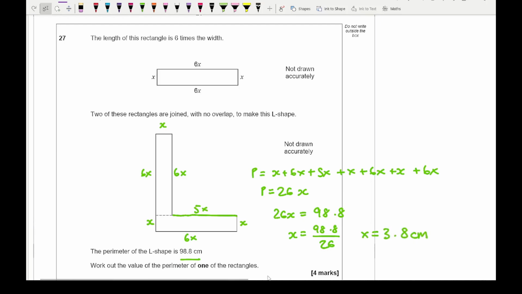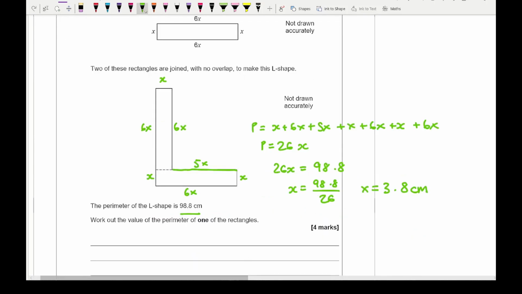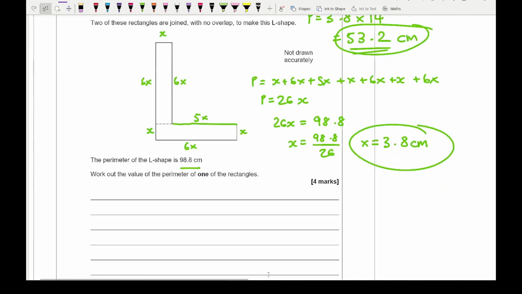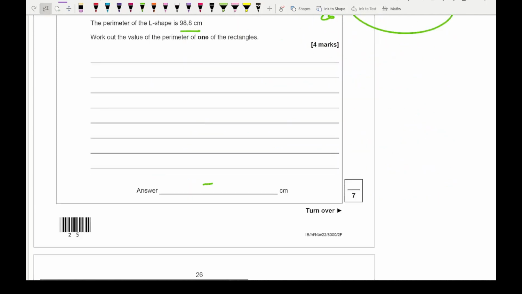Now once I've got that, the question is then asking to work out the perimeter of the rectangle. So it's this rectangle here. So then the perimeter is how many x's? Well, that's 14x. Now we know that x is 3.8, so the perimeter is going to be 3.8 multiplied by 14, and if I just type that into my calculator, I get an answer of 53.2 centimeters. And so the answer I need to put at the bottom here is 53.2.